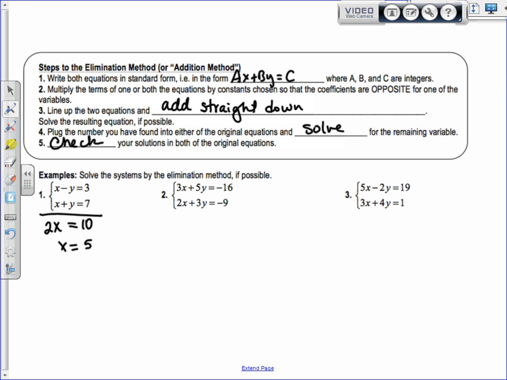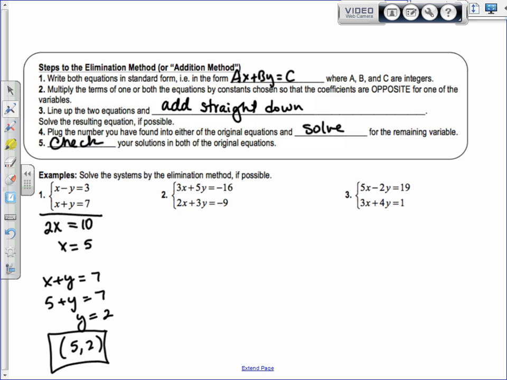So once you have x, plug it into either equation. So 5 plus y equals 7. You should get y equals 2. So you have the point 5, 2. So that was an easy one. You could just add straight down already.